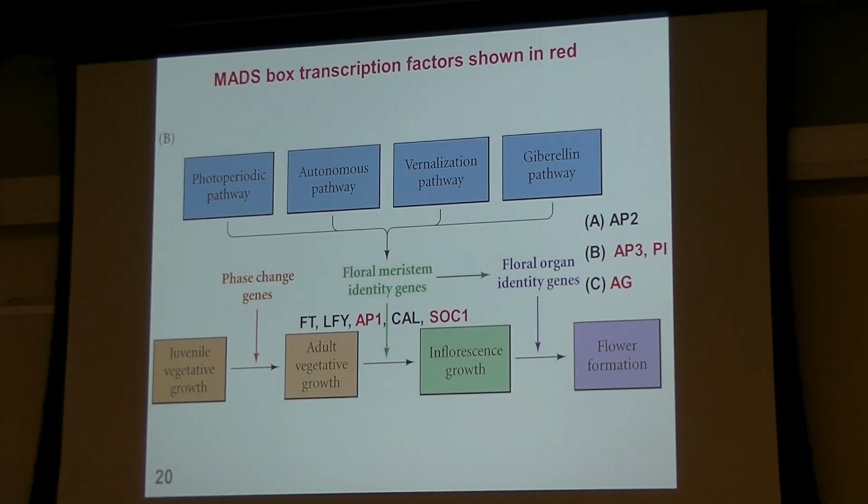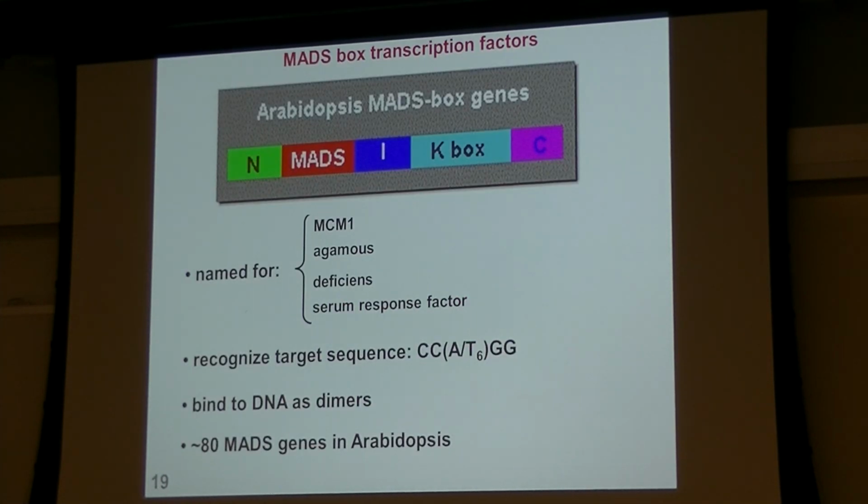Okay, I think that's our last slide. Any questions on this? Yeah. With that last slide, was the K box the domain that's conserved within MADS box genes? Or that's a separate gene we're talking about right there? Or that's just another domain that's in MADS box genes?